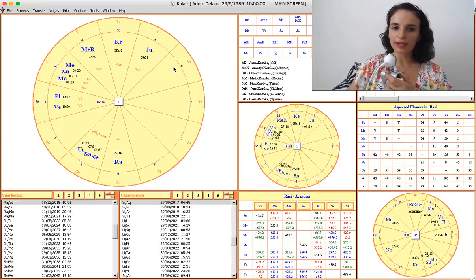Getting inheritances leads to competition with siblings, which is also the 3rd, because the 8th relates to inheritances, and the 8th from the 8th is the 3rd, which is siblings, and also competitiveness for resources with your neighbors, with everyone in your close environment. So isn't that interesting?